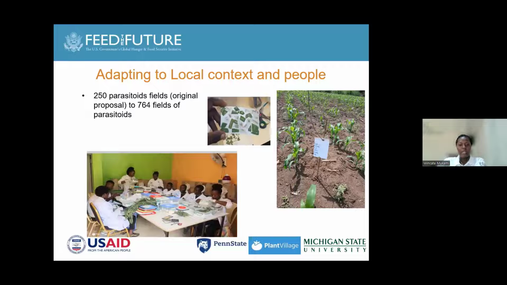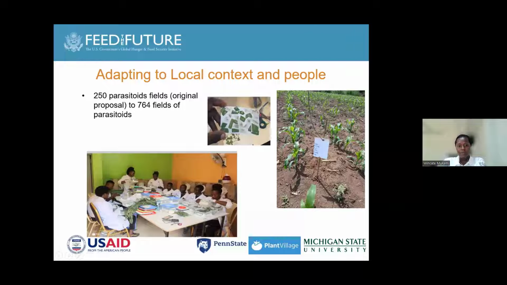fields. But coming to the reality on the ground, most of these fields, depending on the need of those farmers, needed more parasitoids. And we found ourselves releasing the parasitoids in more than 250 fields. This number, we have 764 fields.